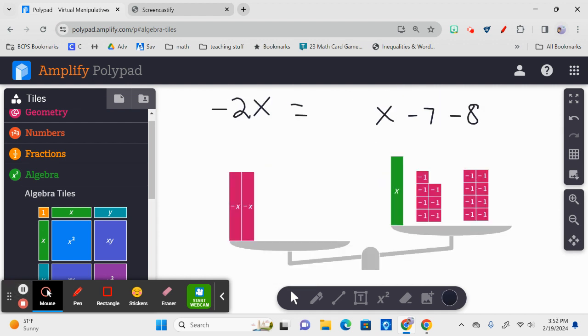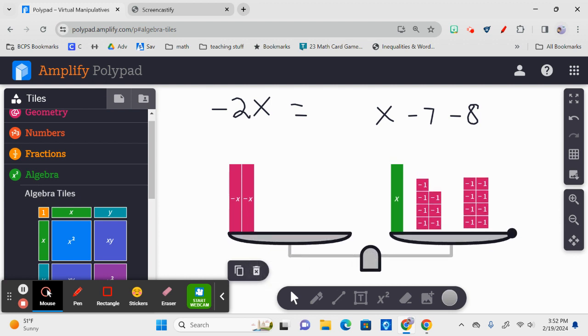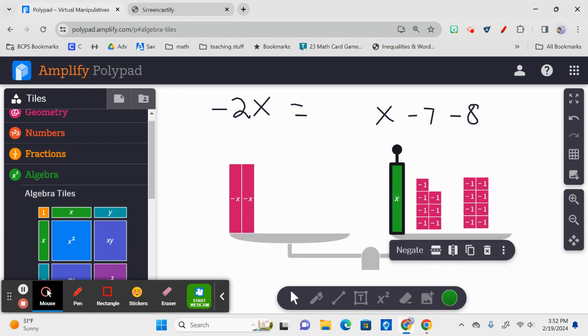Okay, here we have the equation negative 2x equals x minus 7 minus 8. And you can see that my scale isn't balanced yet. I wanted you to see that you click this center part and click balance, and now my scale will balance out. So I've got my equation, I've balanced my scale. Again, my goal is to get all of the x's to one side and all of the constants to the other. So I've got this x over here, and I want to get rid of it.